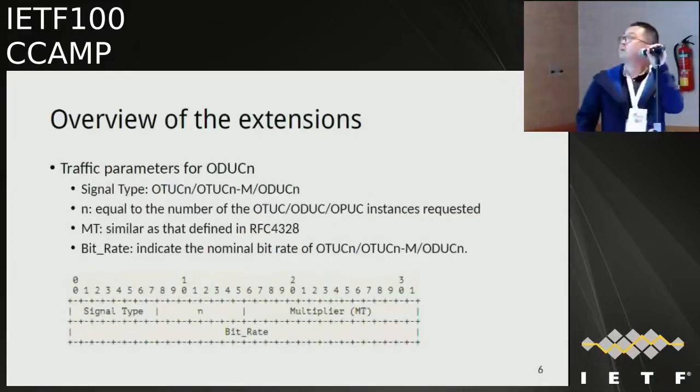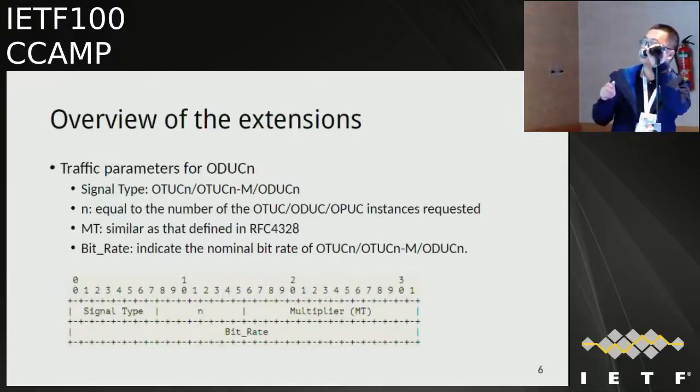Next. The traffic parameters for ODUCn are also, compared to RFC 7139, changed, there are also some changes to this object, the traffic parameter. Currently, this object only includes the signal type, which can be these three different signal types, and the number of instances requested, and the bit rate and MT.